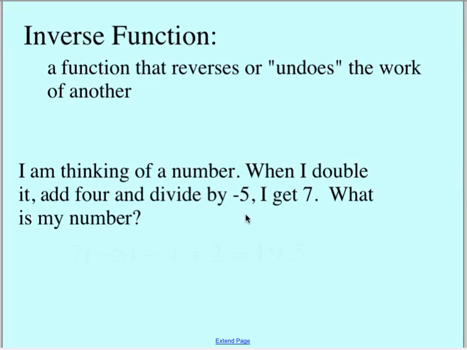So 7 times the -5, then the inverse of adding is subtracting, so then I'm going to subtract 4. And then it says I doubled it. That's multiplication, or multiplying by 2, and to undo multiplication, you have to divide. So the work would be 7 times the -5 minus 4 divided by 2, and the number I was thinking about was 19.5. So this process is applying an inverse.